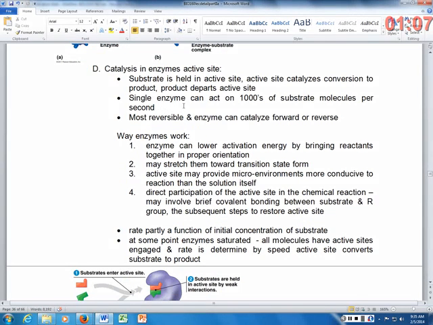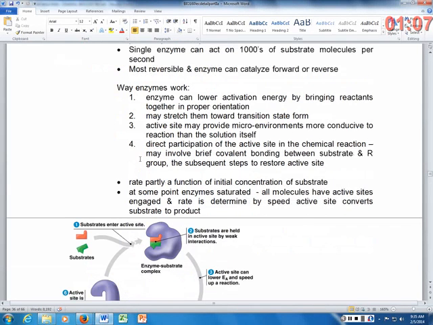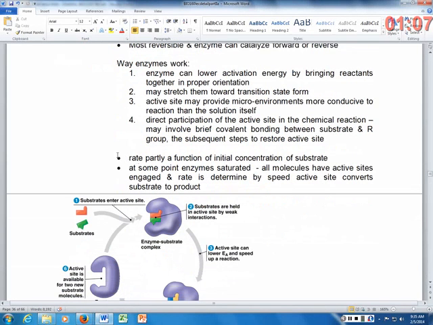So this can be very fast. A single enzyme can act on thousands of substrate molecules per second. Most are reversible, so the enzyme can catalyze the reaction forwards or backwards. It's just a lot of times you don't ever have a need to send the reaction backwards.